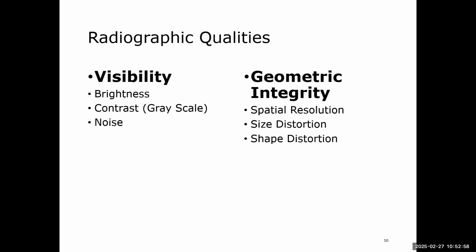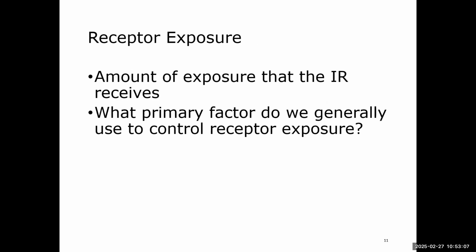Things that we talk about related to visibility of detail are the brightness of the image, the grayscale or the contrast, and the amount of noise that is in the image. So do you remember, hopefully, from first semester where we had 4 major categories in that first class, and receptor exposure was the first one that we really talked about. After we got through production and properties of X-rays and introducing that material, then we started talking about these big categories. And so receptor exposure was the first one.